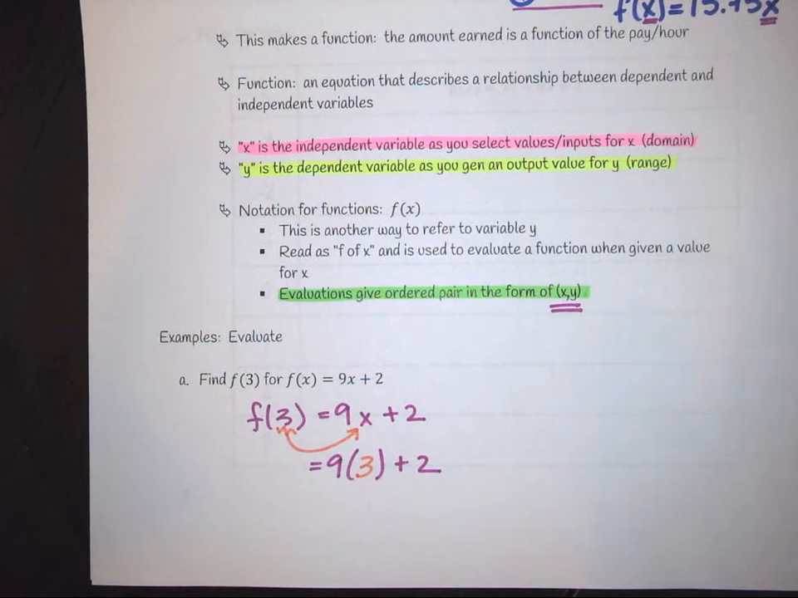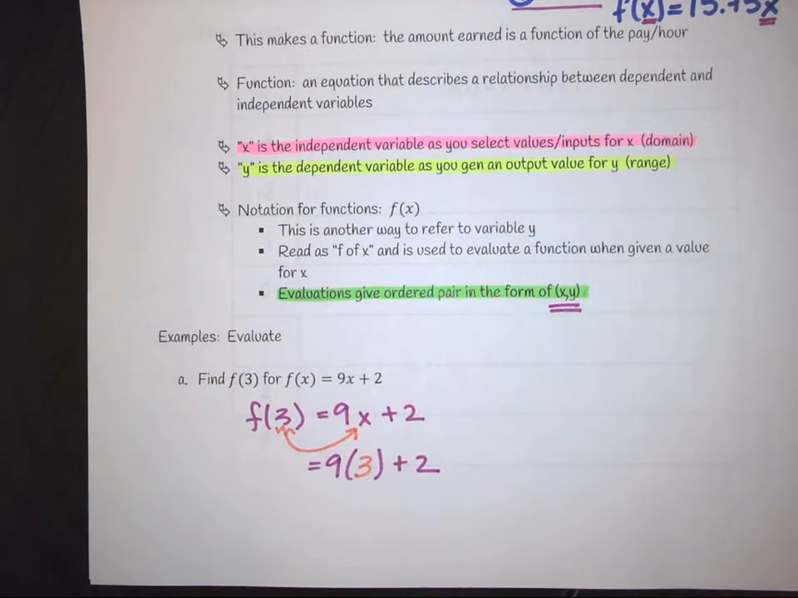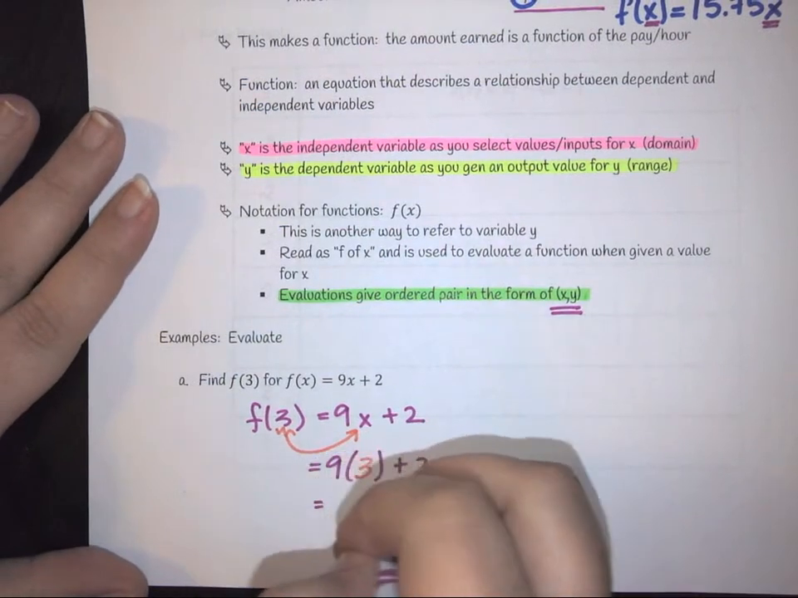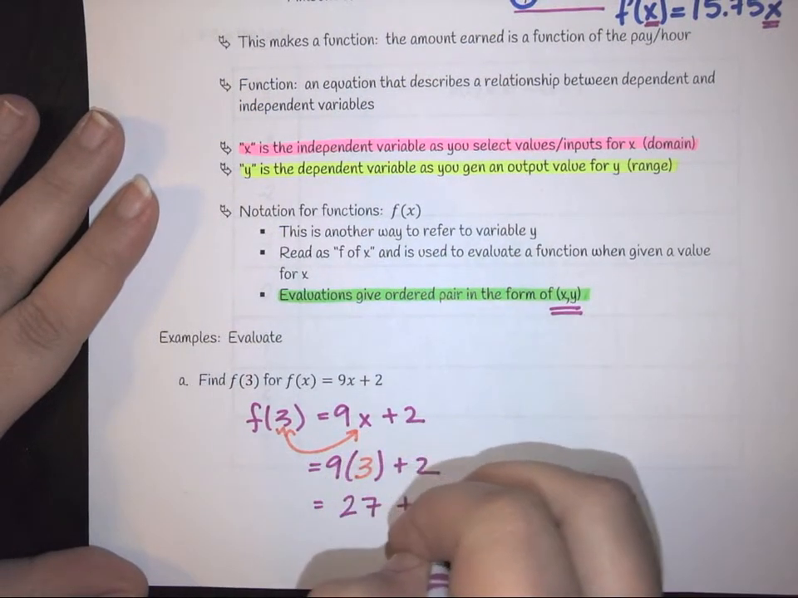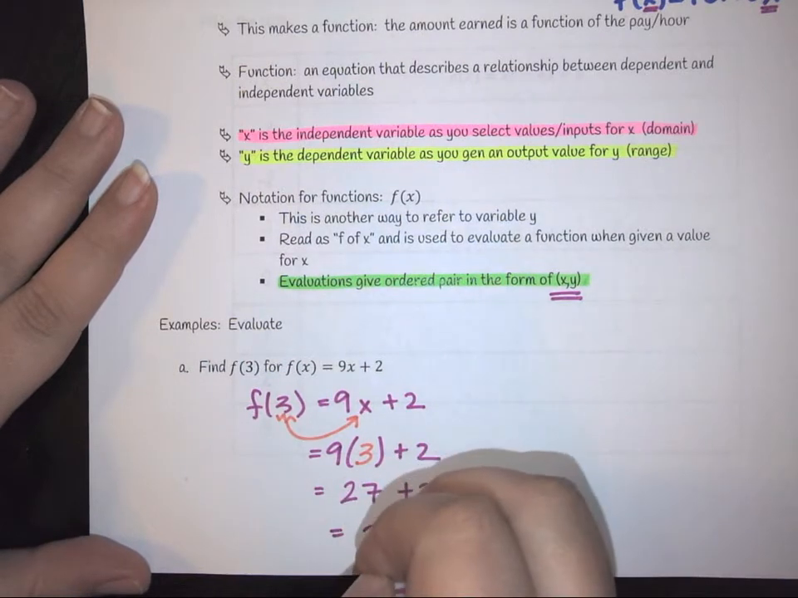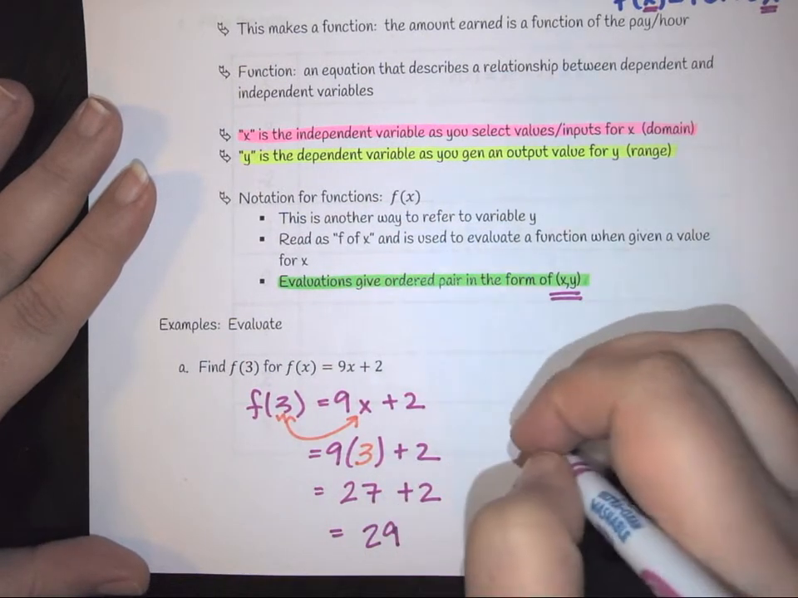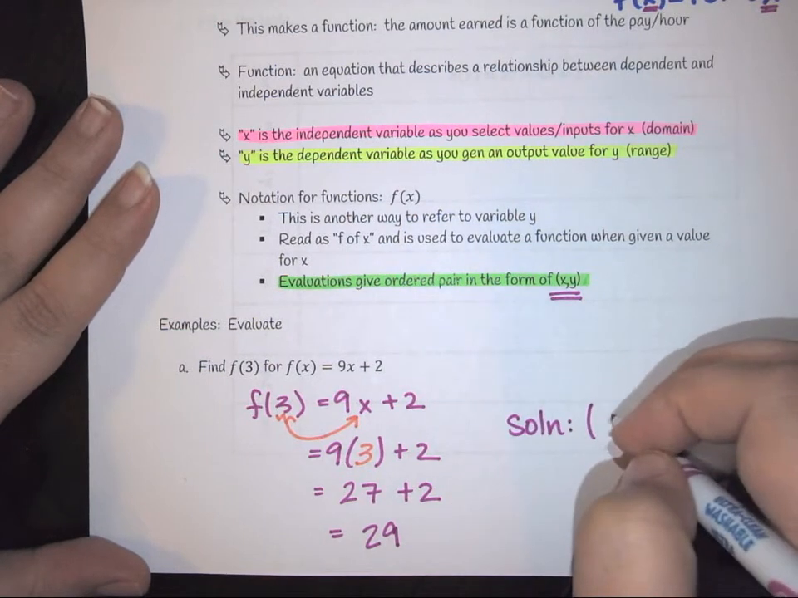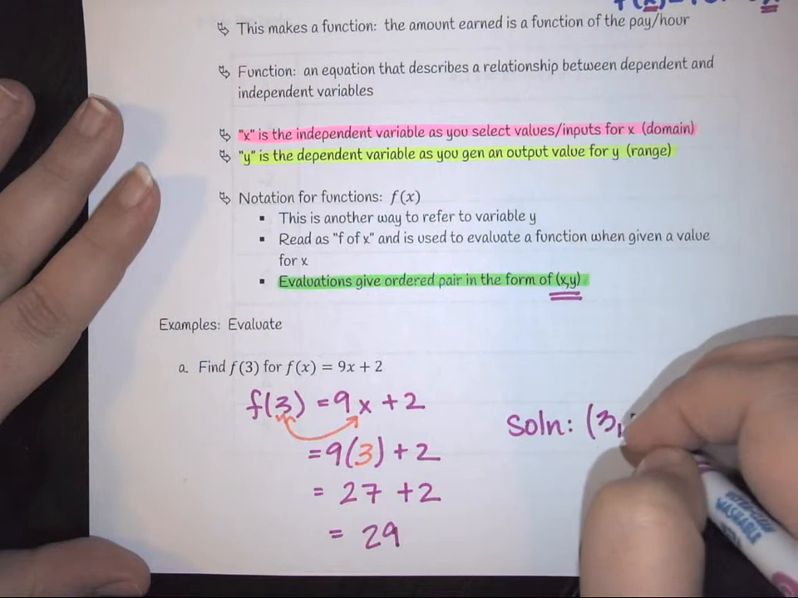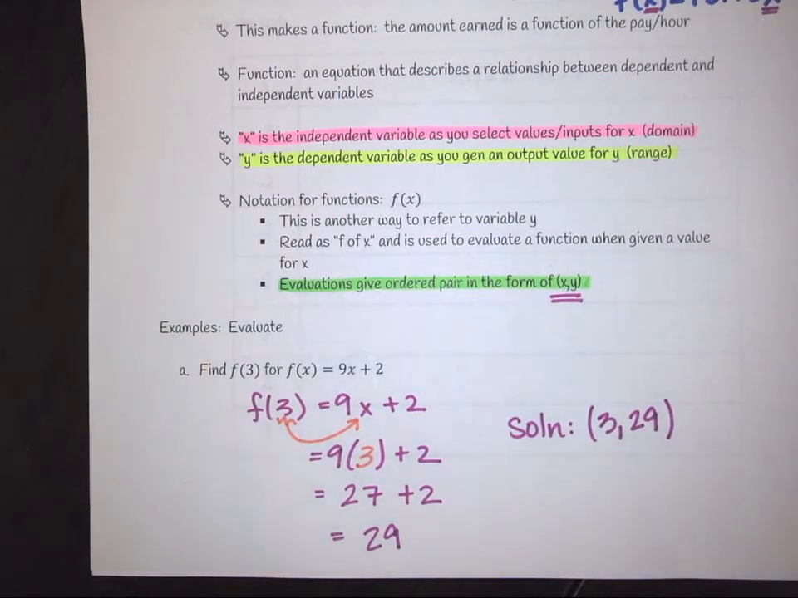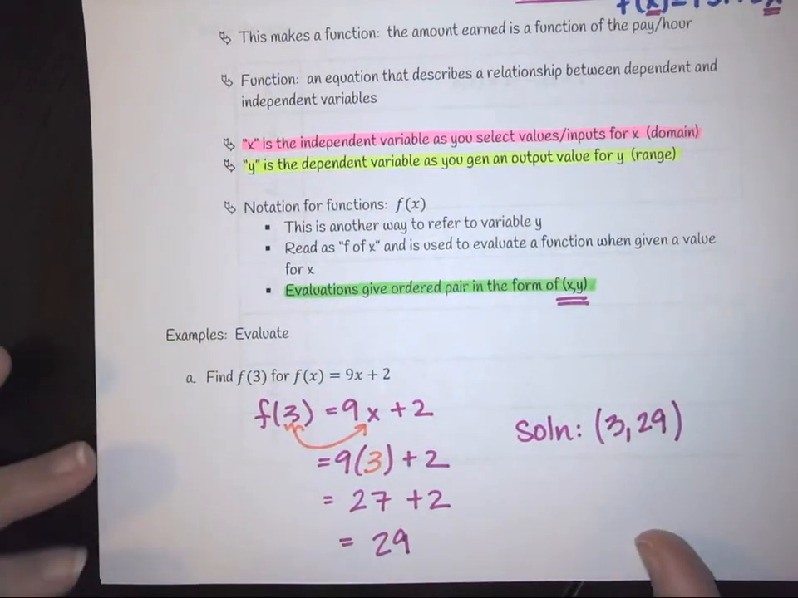Once you input your x value in, now all you have to do is simplify and solve. 9 times 3 is 27. Still have my plus 2. 27 plus 2 gives you 29. So here, when you're talking about your solution, we are talking about the coordinate pair 3, 29, where x was 3 and y was 29. Okay?